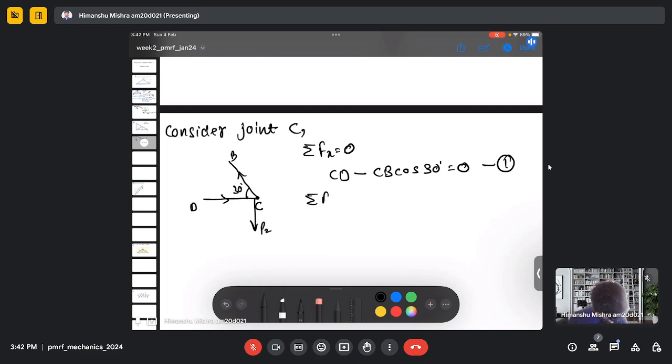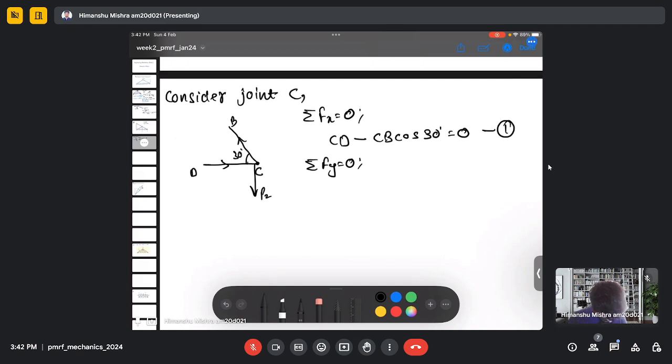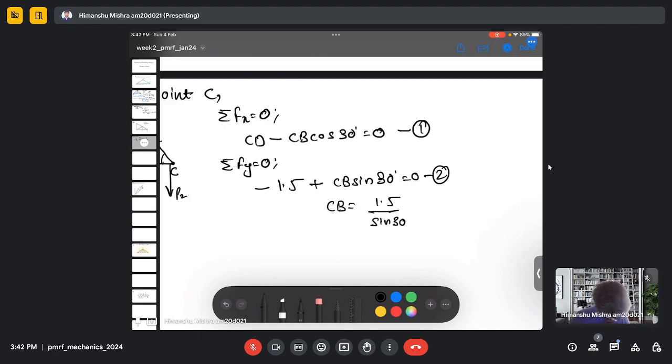And when we do the force balance in the y direction, we will have minus P2, which is 1.5, and plus CB sine 30 equal to 0, which is equation 2. So my CB will be 1.5 divided by sine 30, and since sine 30 is half, my CB will be 3 kilonewton.